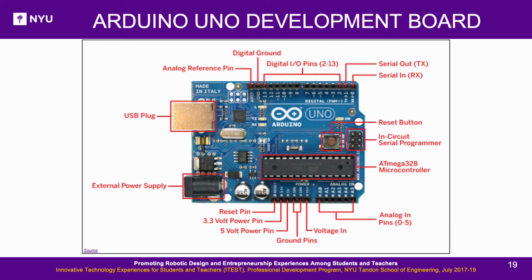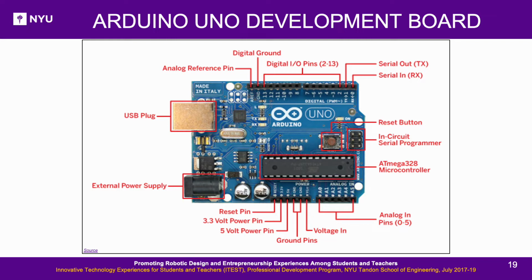Arduino Uno development board. The parts of the board and their functions are described below. USB plug. Arduino board can be powered by using the USB cable from your computer. External power supply. Arduino boards can be powered directly from the AC mains power supply by connecting it to the barrel jack. Reset button. You can reset your Arduino board, that is, start your program from the beginning by pressing on to this button. You can also reset by using the reset pin on the board.